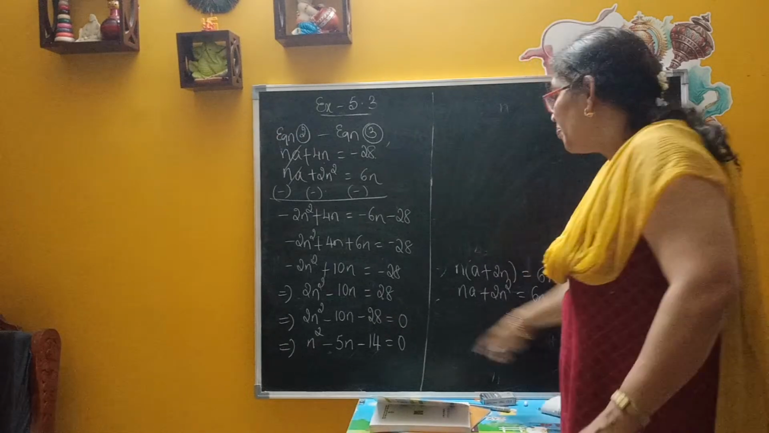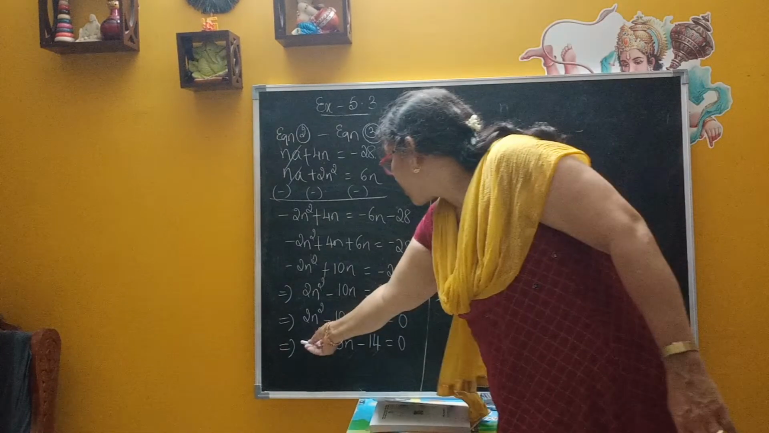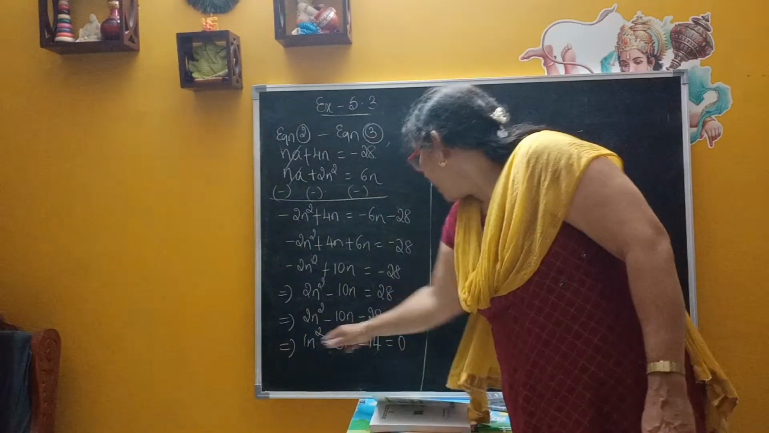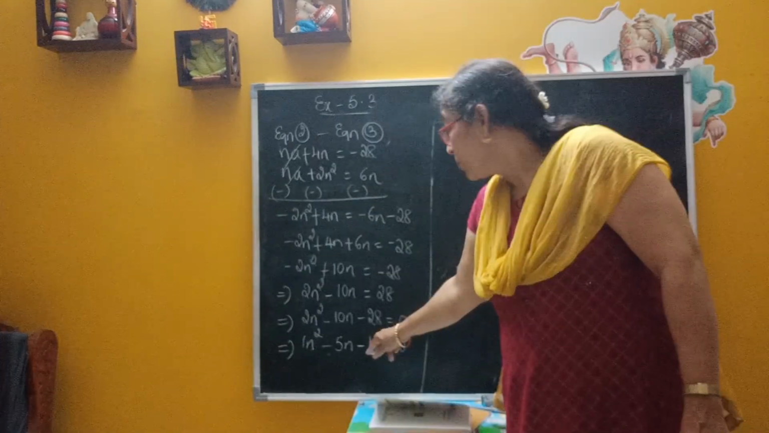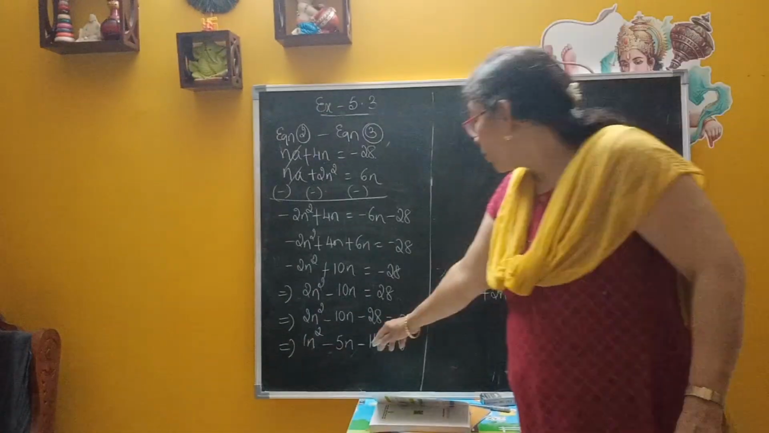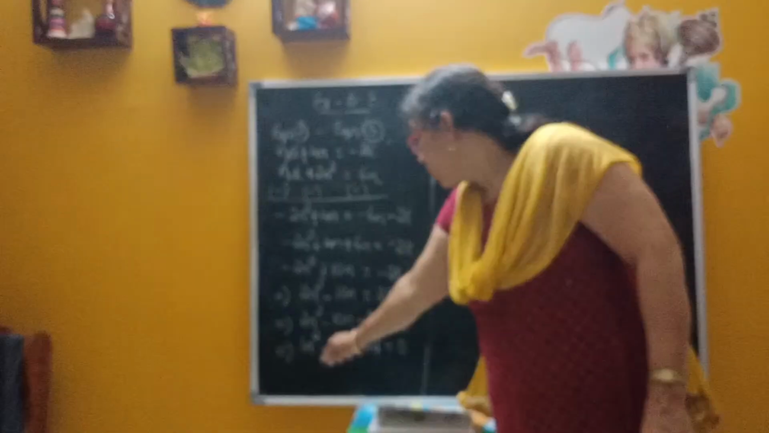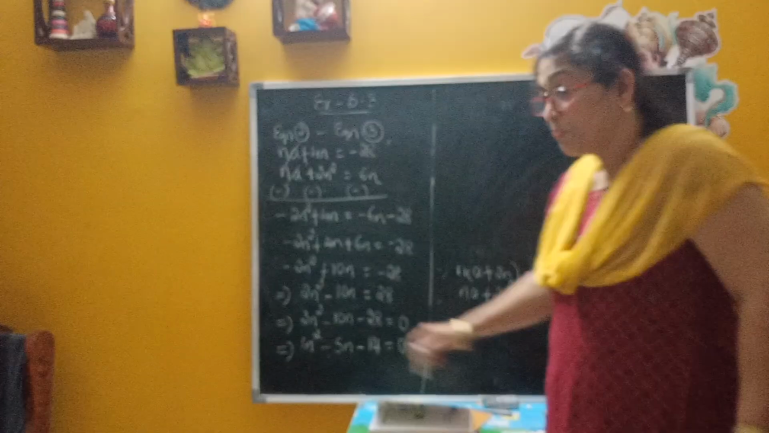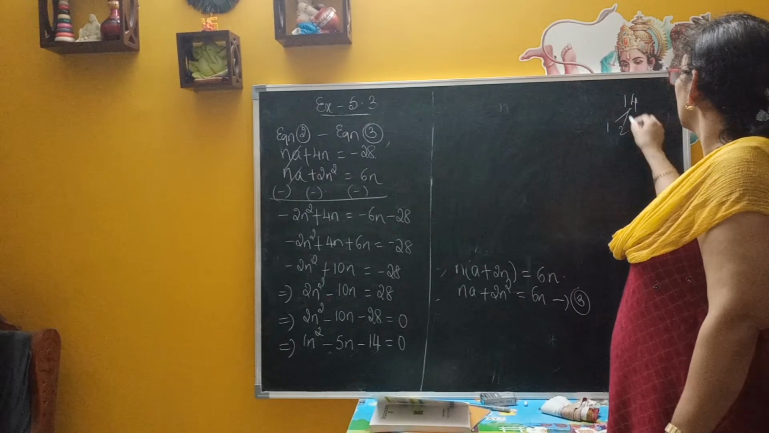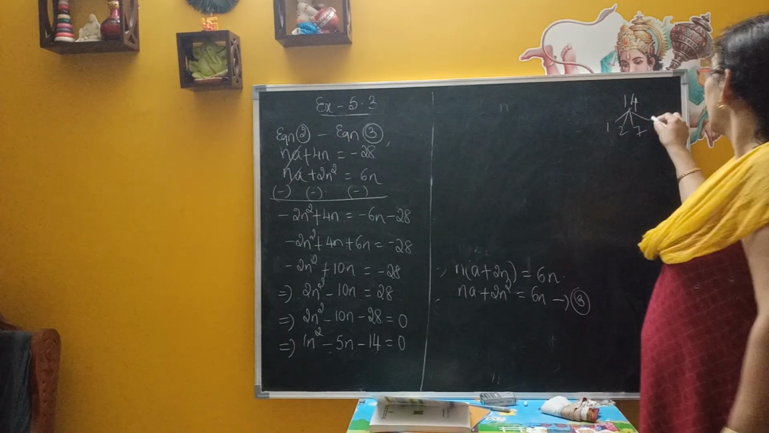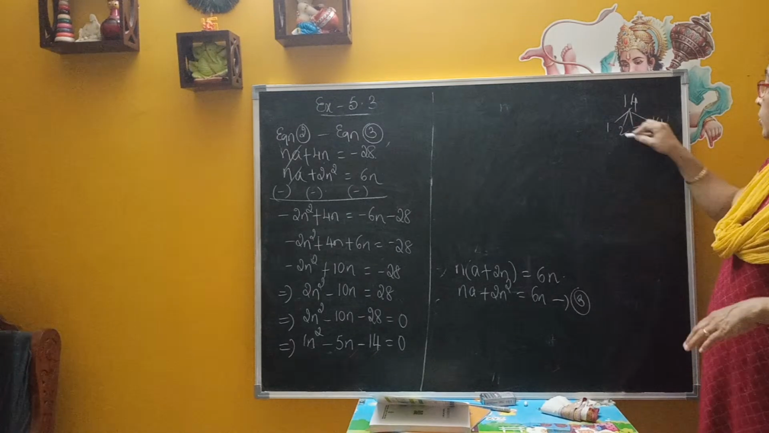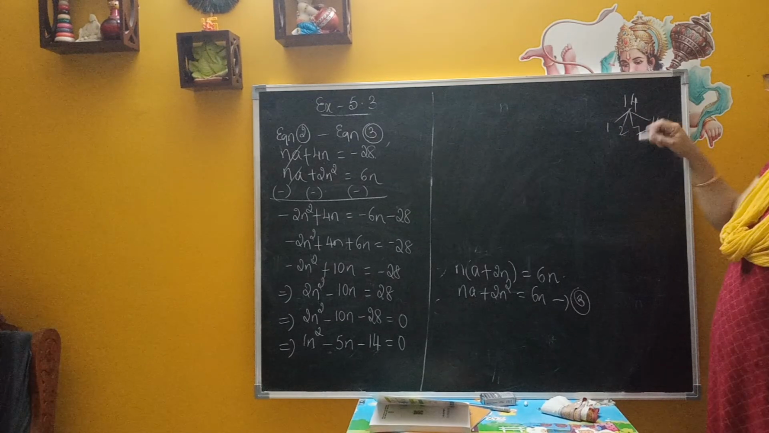Your coefficient of n square is 1. 1 into 14, minus 14. So when you multiply two factors of 14, we must get minus 14 as the product, and when you add them, you must get minus 5 as the sum. Okay, so which are the factors of 14? It is 1, 2, and next 7 and 14 itself, isn't it? So 1 14s are 14, 2 7s are 14, 7 2s are 14, 14 1s are 14.